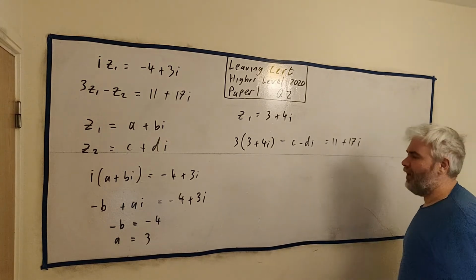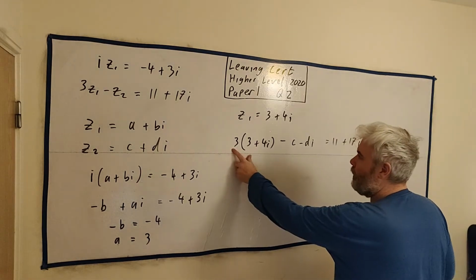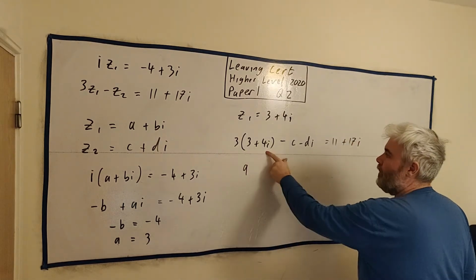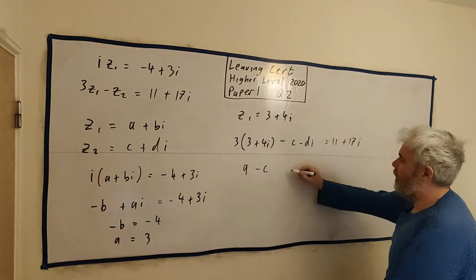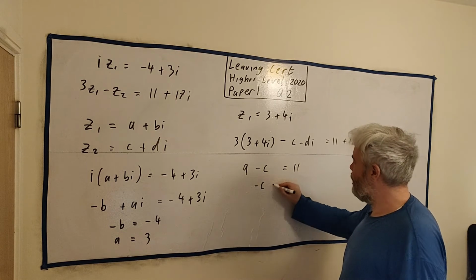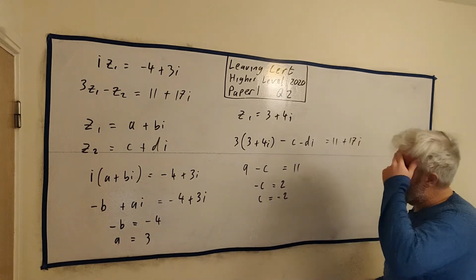We'll do this one a bit faster. What we're looking for is all the real numbers on the left. Where will we get reals? 3 times 3, that'll be a real number, 9. 3 times 4I will be an imaginary number. Minus C, that's a real number, equals 11. If we rearrange this, we get minus C is equal to 2 and C is equal to minus 2.